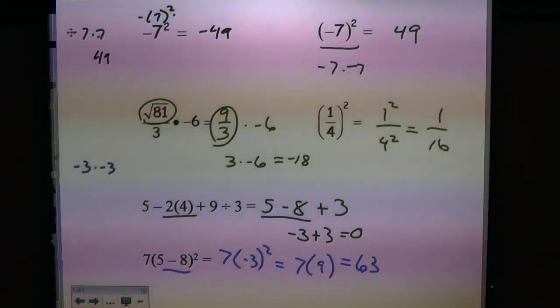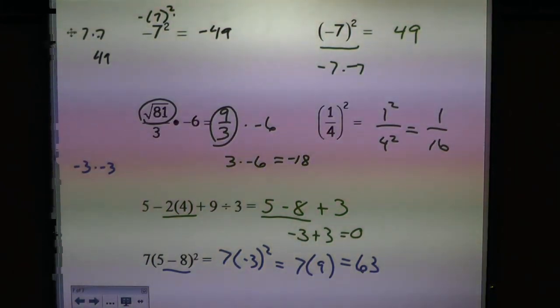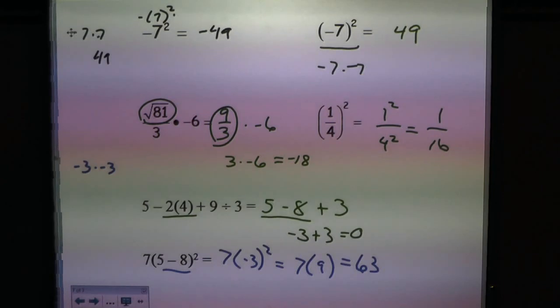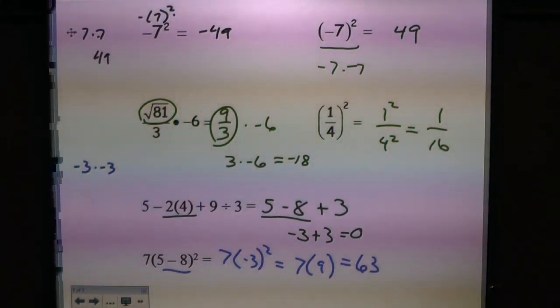Feel free to come into class in the morning, figure out any of this. If you have any questions, ask me more questions. I'll give you more examples. We can go through this because I know there's some people that have some issues with integers and order of operations. And I want to make sure you guys get that taken care of before we start all this lovely algebra stuff.